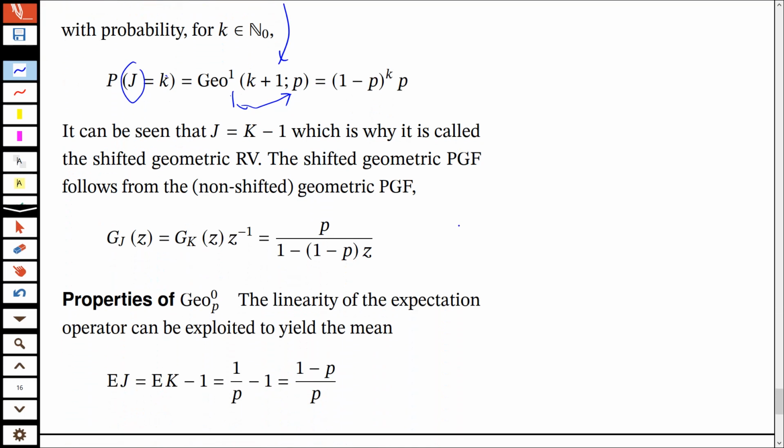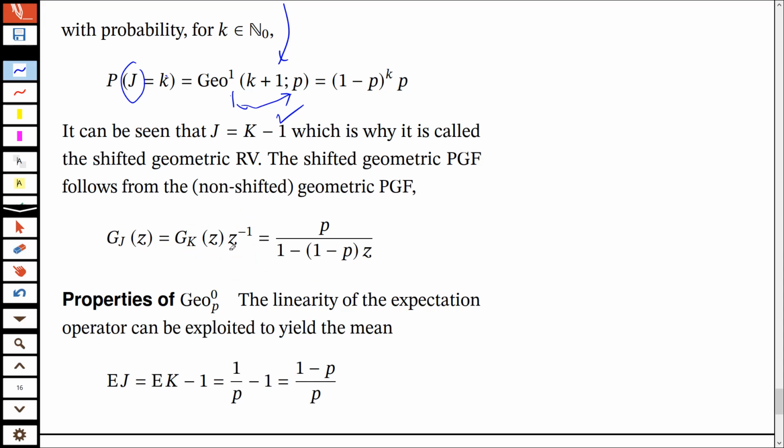And if you want to find out the PGF, properties of PGF will allow you to see that, okay, that shift could be realized by simply multiplying the PGF of that unshifted geometric random variable. You just multiply it with z to the power minus 1. This z to the power minus 1 actually represents this K minus 1, the minus 1 thing.